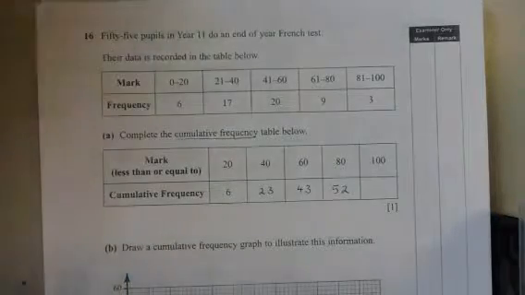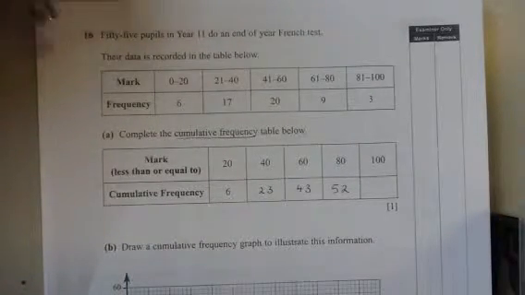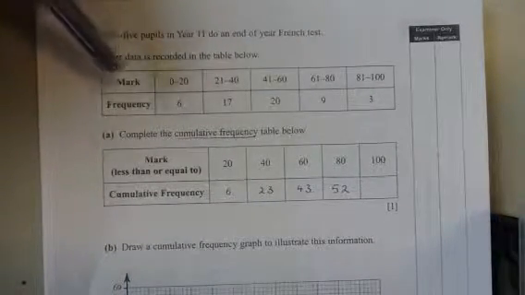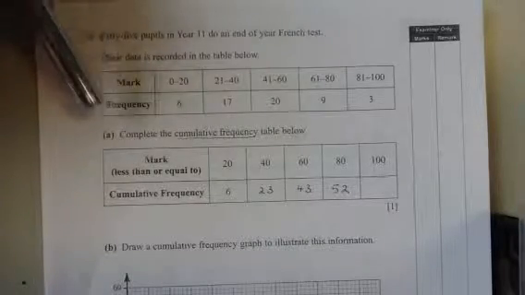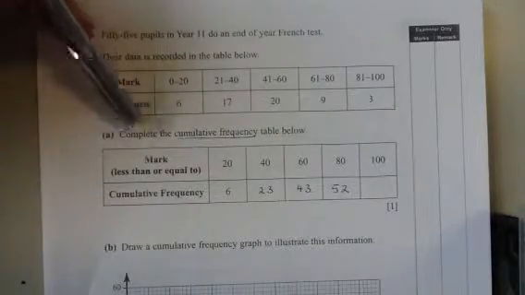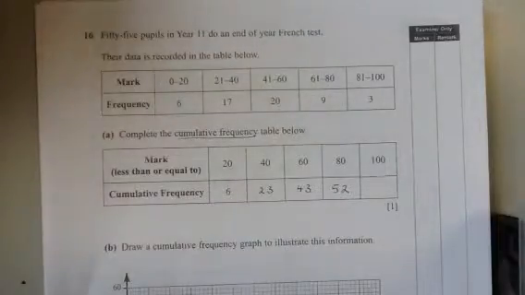Okay, so in this question we're told 55 pupils in Year 11 do an end-of-year French test. Their data is recorded in the table below. So we've got the marks and we've got the frequency. Complete the cumulative frequency in the table below.